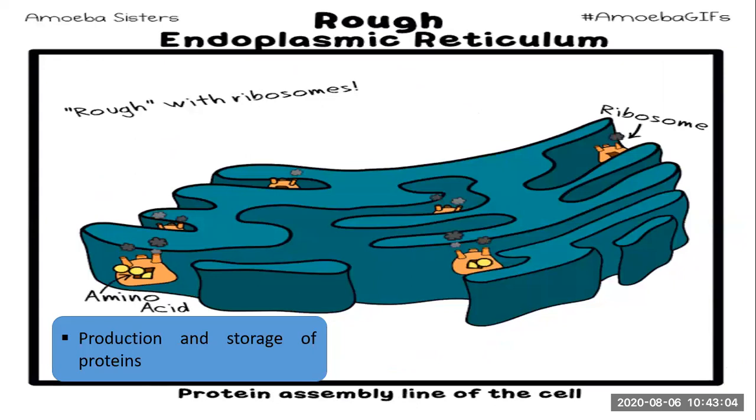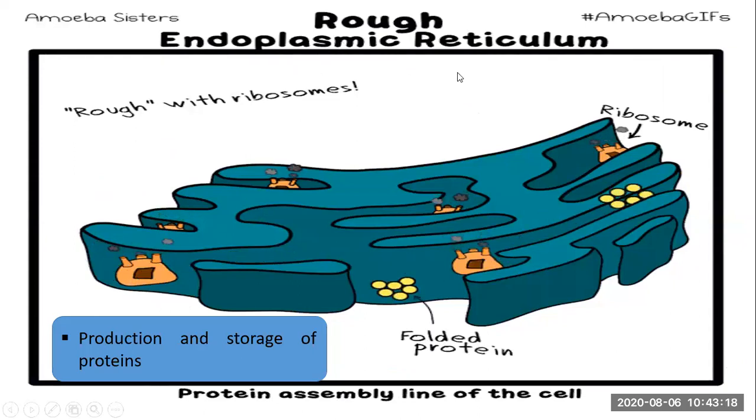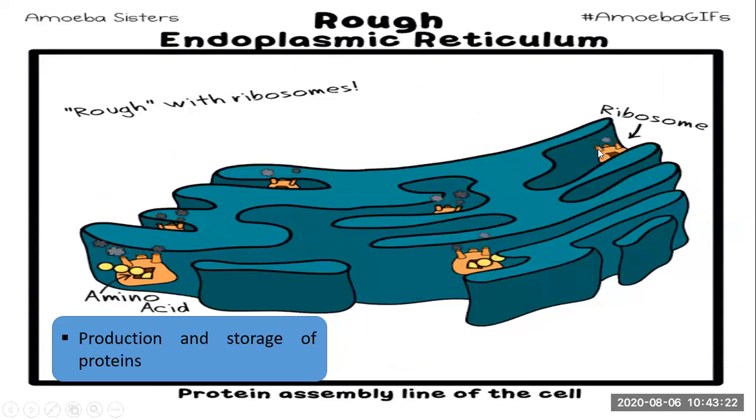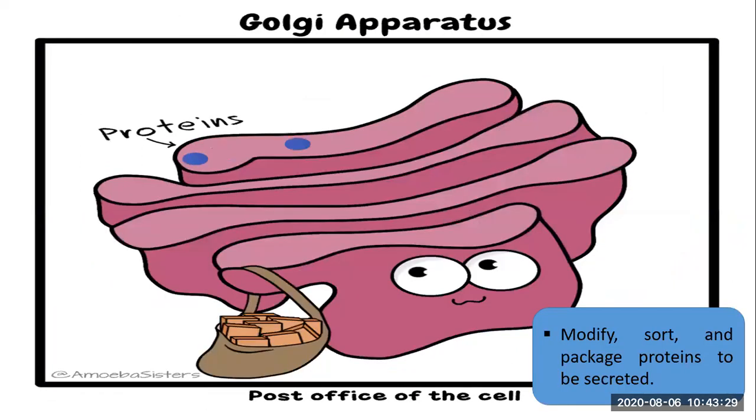Now here you can see this is the endoplasmic reticulum, and you can see here in this blue, ribosomes are present. Okay, and you can see amino acids are being produced. So this is a rough endoplasmic reticulum, because you can see the surface is rough because of the presence of the ribosomes. Its main function is the production and storage of protein.